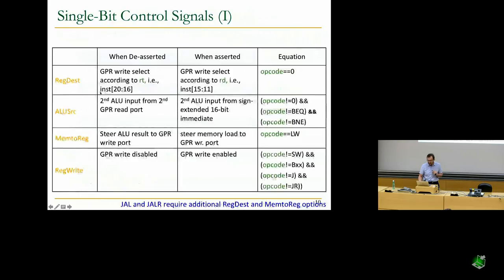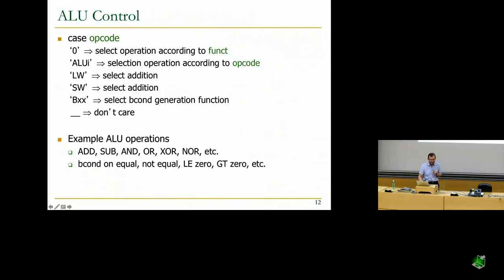If your opcode is not 0, then you have different cases for the opcodes. If it's an ALU immediate, you select the operation according to the opcode itself. If it's a load word, you select addition because load word computes address based on base register plus sign extended immediate, right? Store word does the same thing, so ALU control should be an addition. And for branches, you select branch condition generation function. And again, you need to go through the data path to understand that. If the opcode is not any of these, then it's a don't care. You don't care what the ALU is doing because you're not going to latch the result into a register or memory.